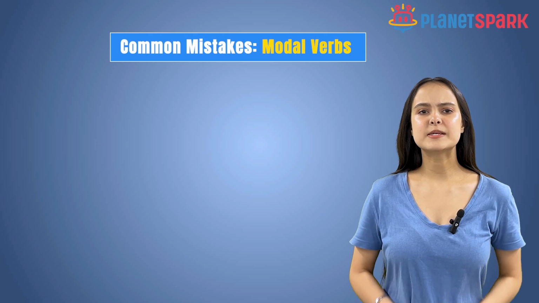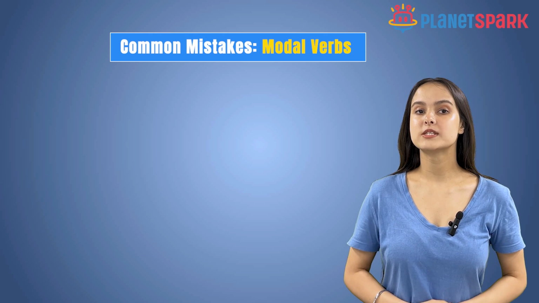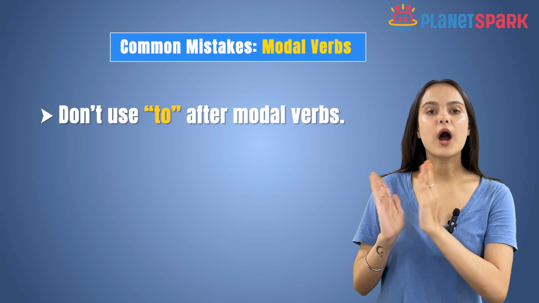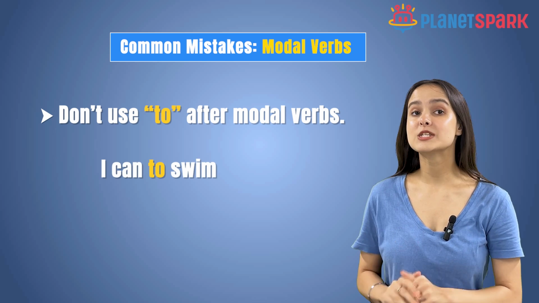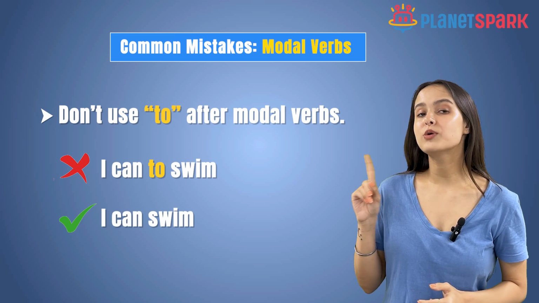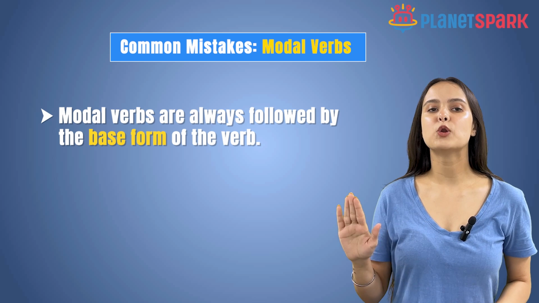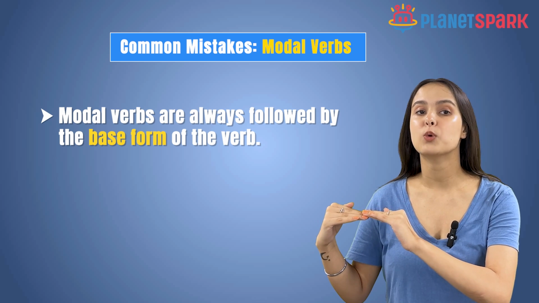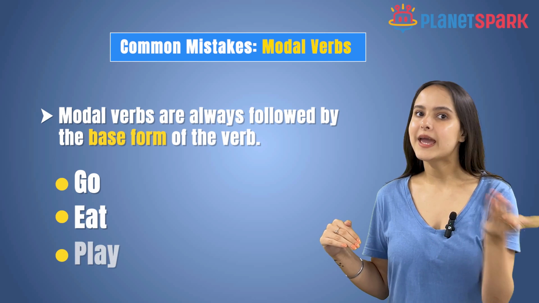Now let's look at some common mistakes to avoid while using modal verbs. Don't use to after modal verbs. I can to swim. This is wrong. It is always I can swim. So you don't have to use to. Modal verbs are always followed by the base form of the verb. That is the simple form. Go, eat, play, anything like that.